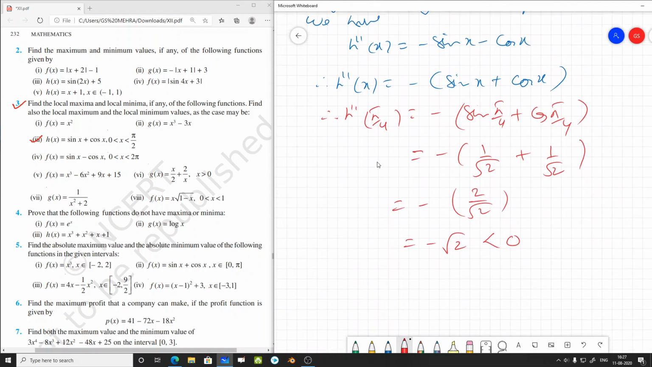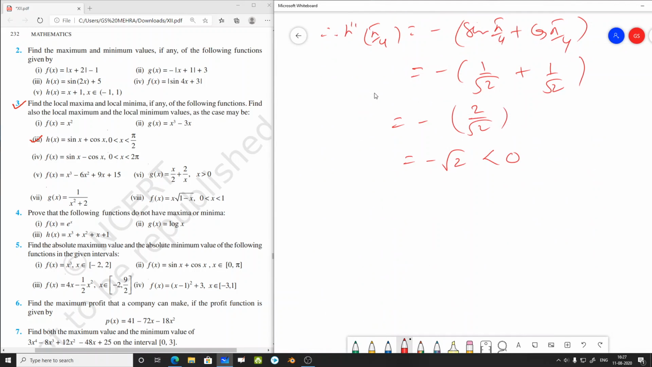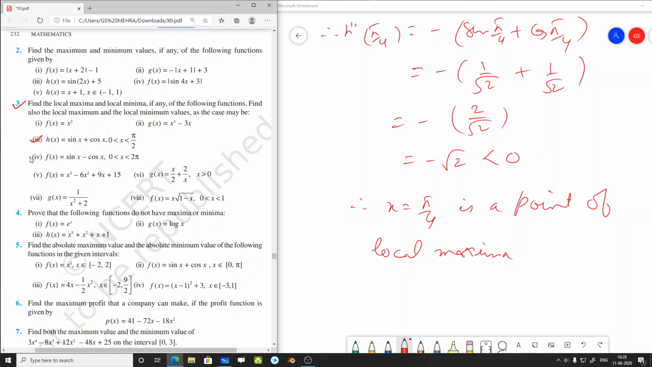Therefore we can say that x equal to pi by 4 is a point of, remember, local maxima, not minima. So this is the answer of our question number 3, third part. Now we will go to the fourth part, but before that we have to write the local maximum value, which we have not written.